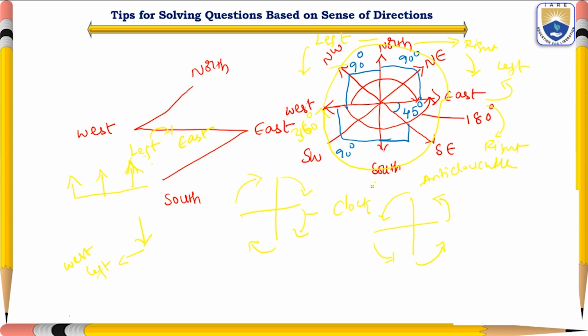And from the south, right means he goes to the west. And from the south, if it is left, he goes to the east.